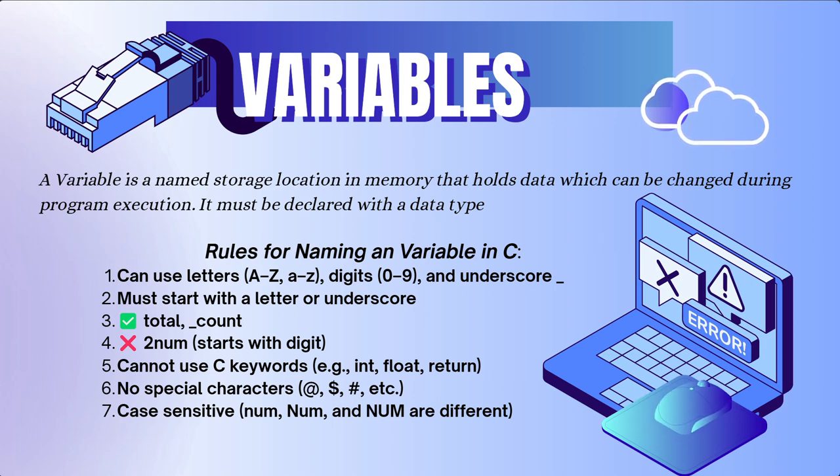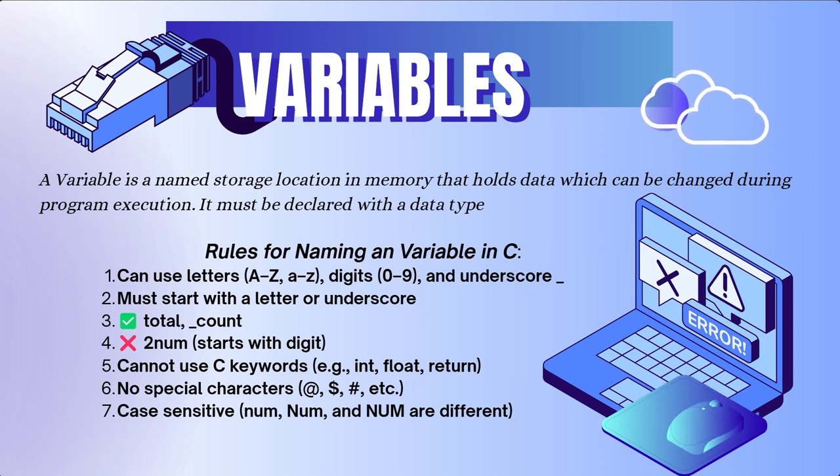So a variable in maths is basically something whose value can be changed. Its value can be varied from program to program. It is not a fixed value, it keeps changing. Just like that, x and y are variables in maths, the same way it is used here as well. It is a named storage location in the memory that holds data which can be changed during the program execution. So it is a named storage location in the memory.